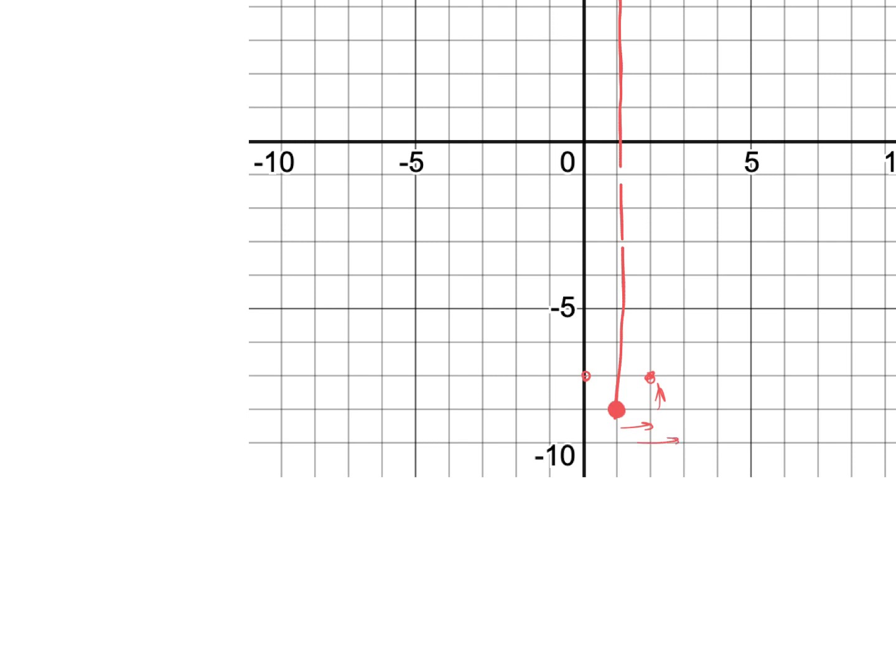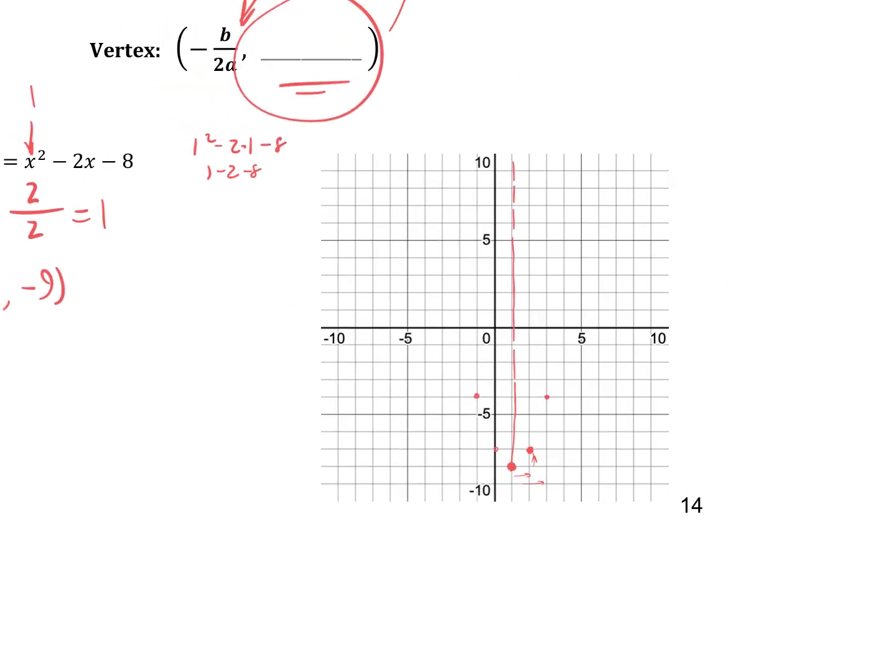If I go over 2, I should go up 4. So it's the same size as the parent function. If I go over 3, I should go up 9. And if I went over 4, I should go up 16. It's way up here. That's a lot of points on this parabola, but I was trying to be really exact. So something like that.